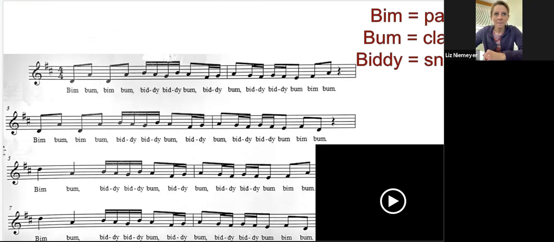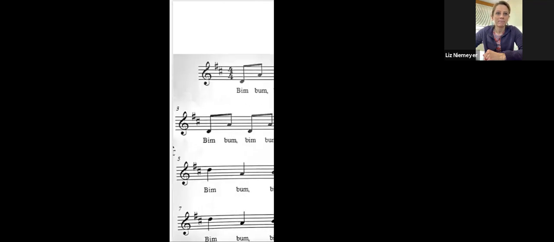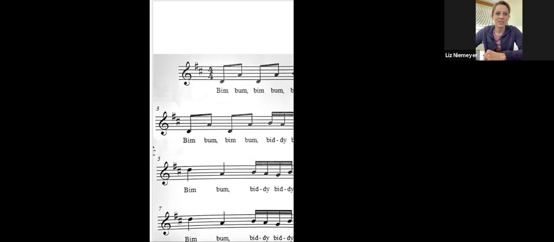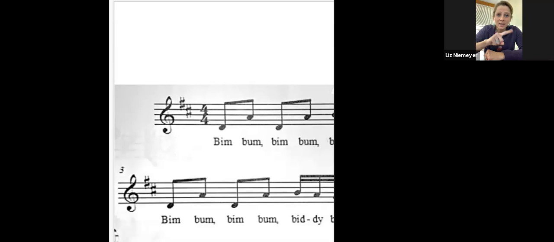There's D on the bim, and then it moves to A, which is bum, bim, bum, and then it does it again, actually. So in this song, you have two fifths right in a row. If you have a D, E, F, G, A. So going up to A from D is five. That's a fifth. Bim, bum, bim, bum, biddy, biddy, bum.